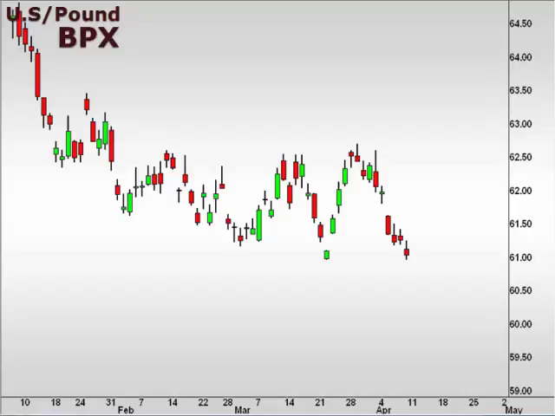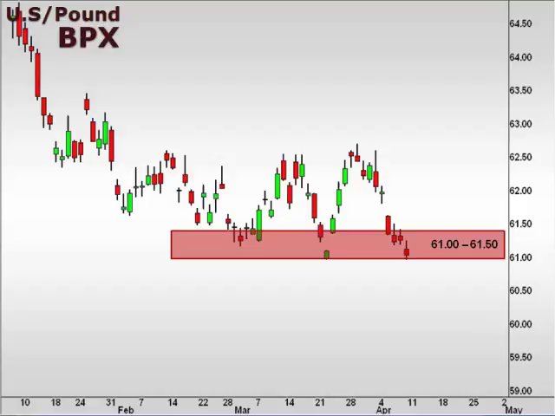Let's take a look at the BPX, the US versus the British pound. The BPX failed to break above that 62.5 resistance level that we had on our radar last week and completely reversed to the downside, now testing support at 61.5. A bounce could retrace as high as 62. However, a break below 61 could extend as low as this 59.5-60 box.